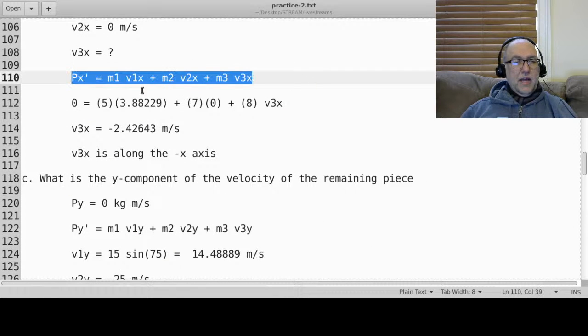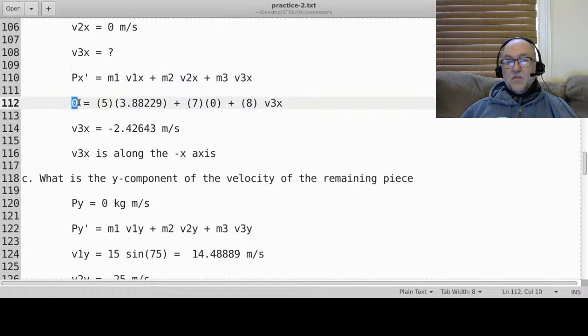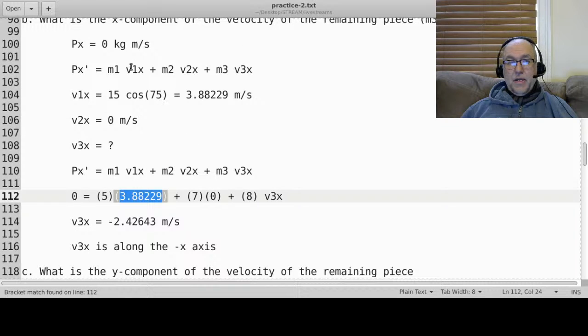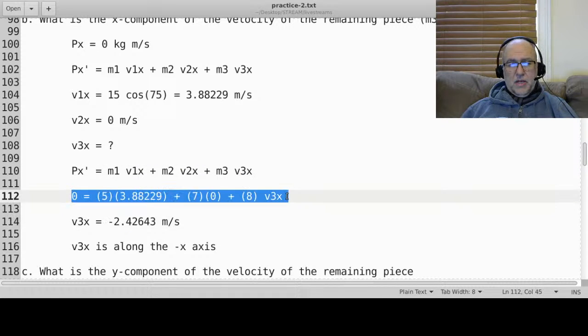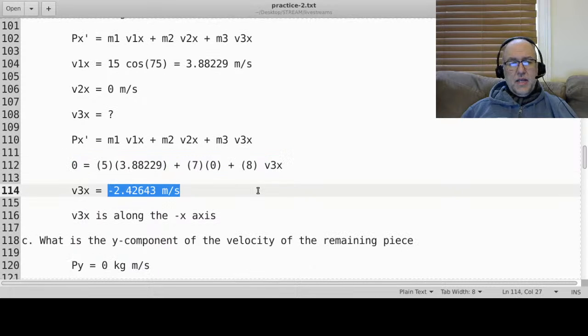Okay, and we substitute in the x component of the momentum after, 0. Then 5 times the new x component of v1, which is that number right here that we just found. Then 7 times 0, because there's no x component to v2, and then 8 times the third one. Solving for that is a pretty easy equation. You just get negative 2.42643 meters per second.